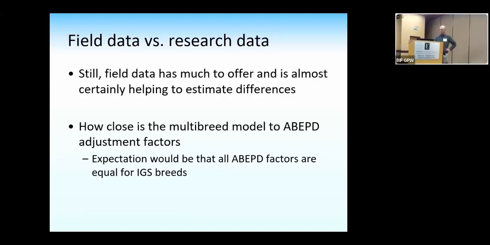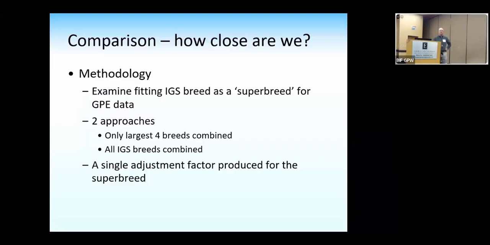So how do we get things on the same page? And the question really is, how close is the multi-breed now to the adjustment factors we get right now? So what I did for that is try to fit the IGS breeds as sort of a super breed in our crossbreed EPD program. So basically combine breeds into one breed being estimated in the crossbreed EPD, and looked at the deviations of that super breed solution from the breeds if they were fit as individual breeds instead. So how close are we relative to that average super breed solution, and produce a single solution for that.